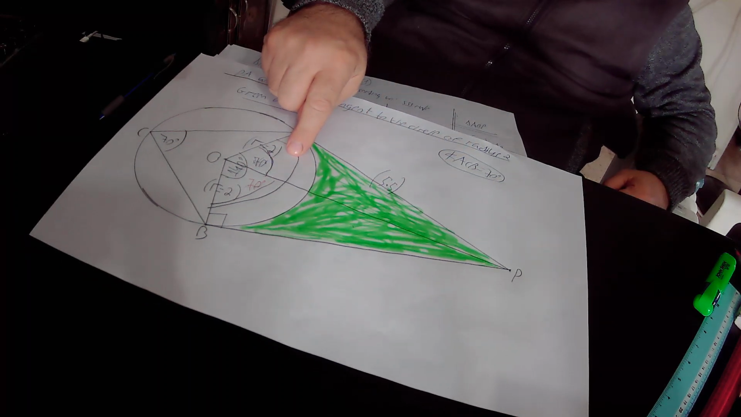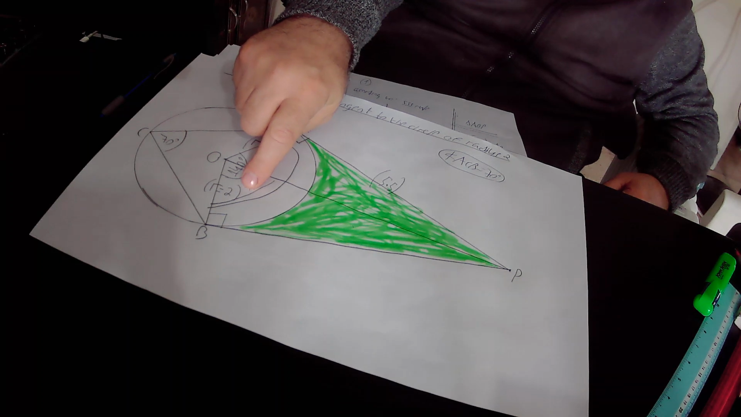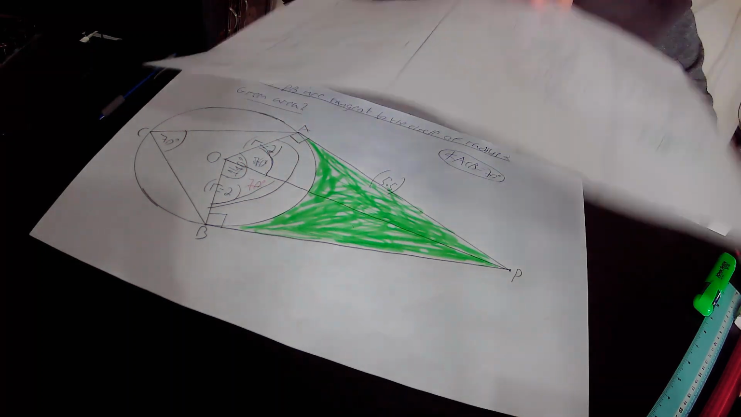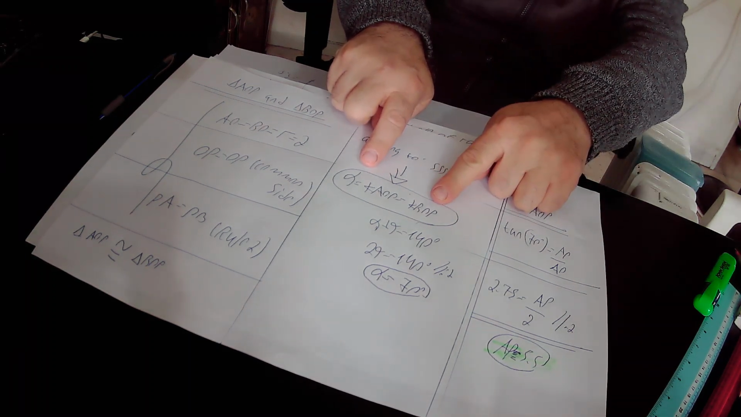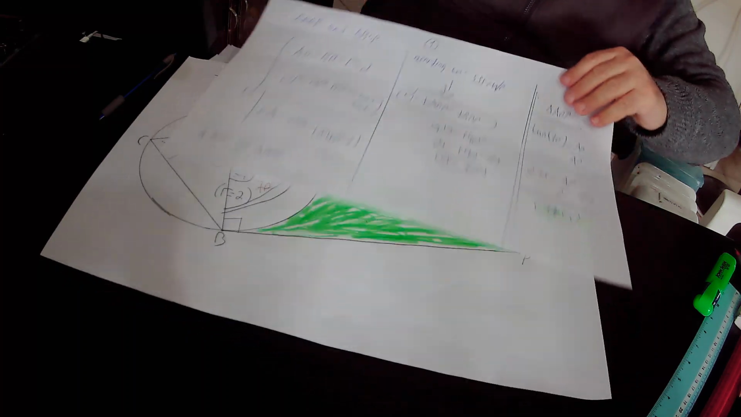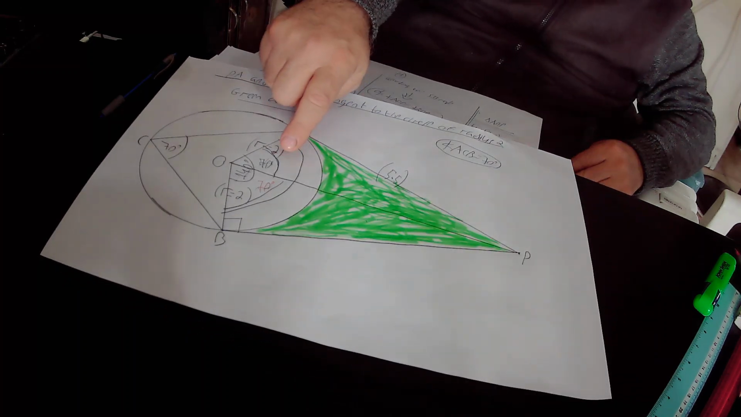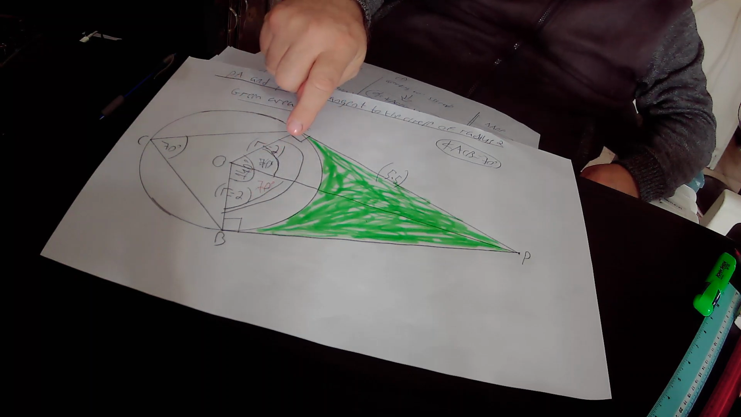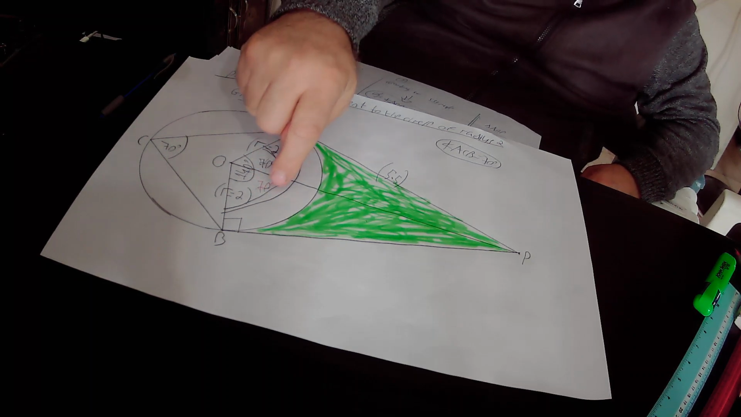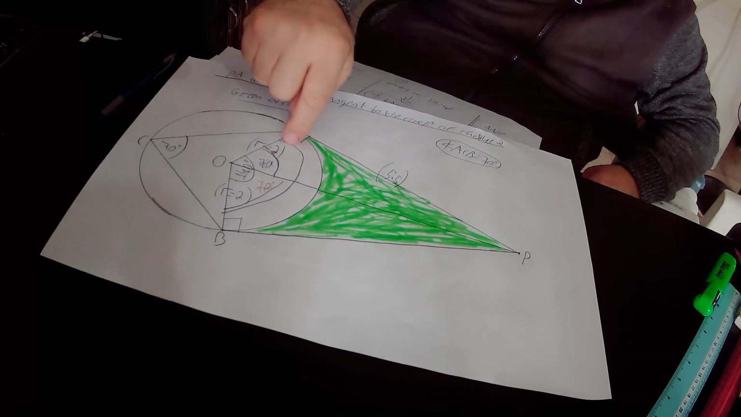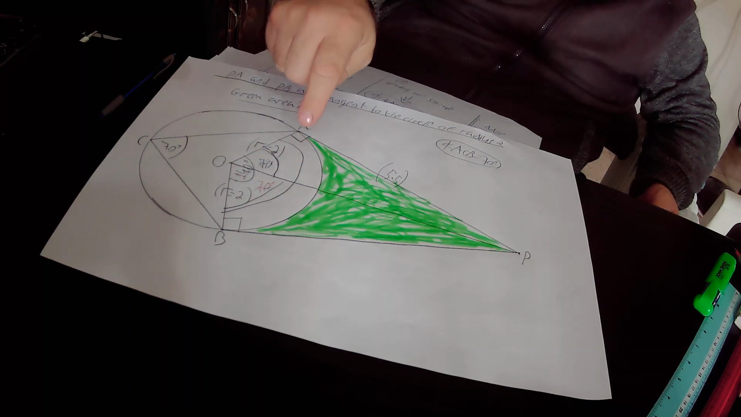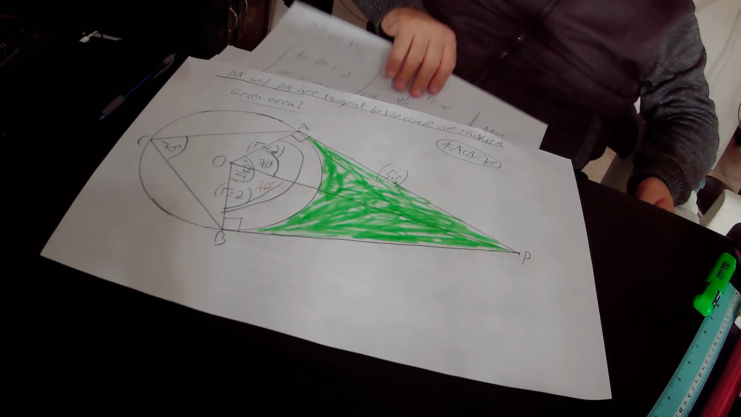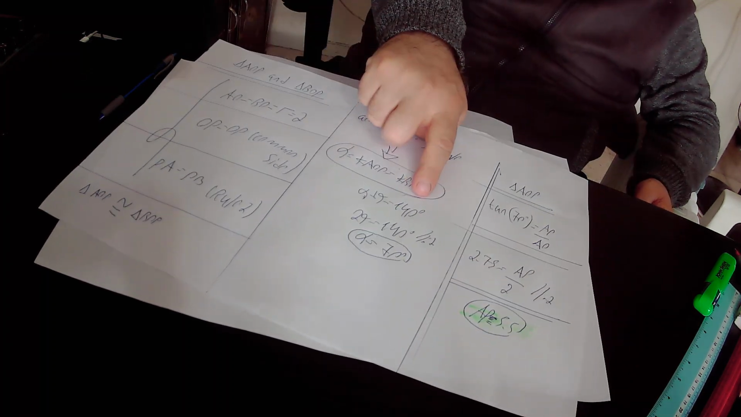So if this angle is alpha, then the other angle must also be equal to alpha because they are equal to each other. So alpha plus alpha in total equals this angle. This big angle, angle AOB, we already found out, is equal to 140 degrees. So alpha plus alpha equals 140 degrees.